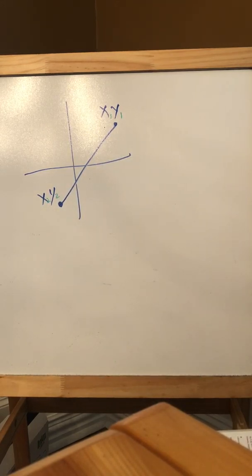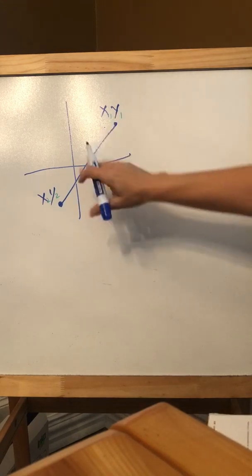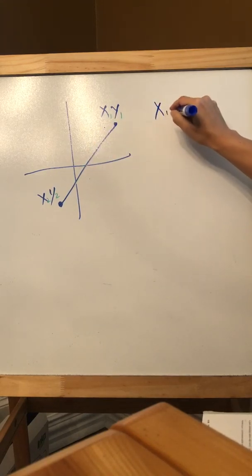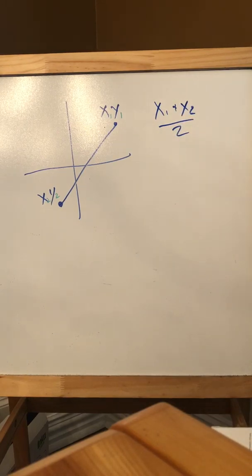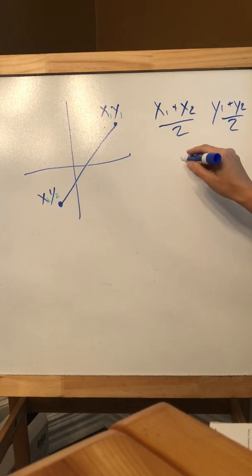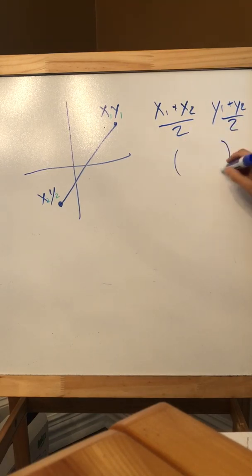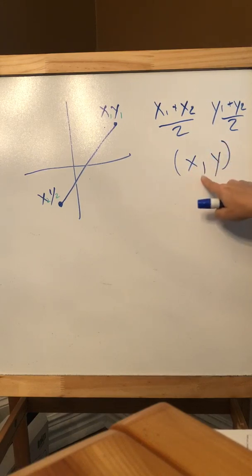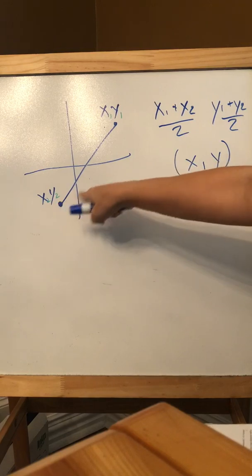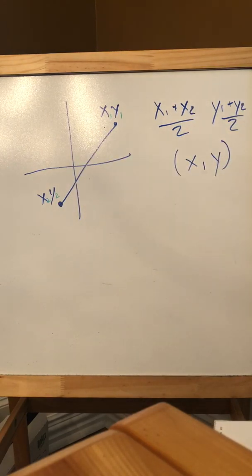All right, so to find the midpoint of this, you're gonna take your X coordinates, X1 plus X2, and divide them by 2. And then you're gonna do it for your Y coordinates, Y1 plus Y2 divided by 2. So you're going to have a new X and Y coordinate value here. That will be, when you plot them, the midpoint of the line.